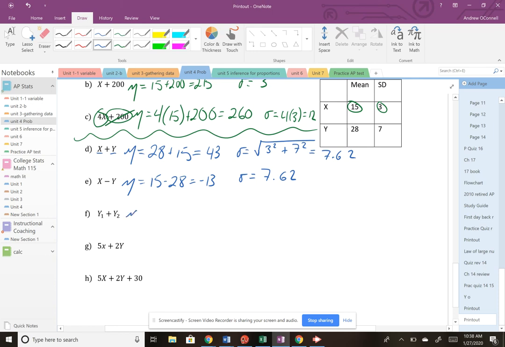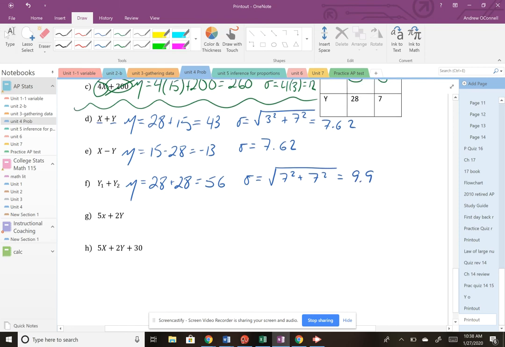F, y1 plus y2, same deal. 28 plus 28 is 56. And standard deviation, same thing. 7 squared plus 7 squared, square root, is about 9.9.